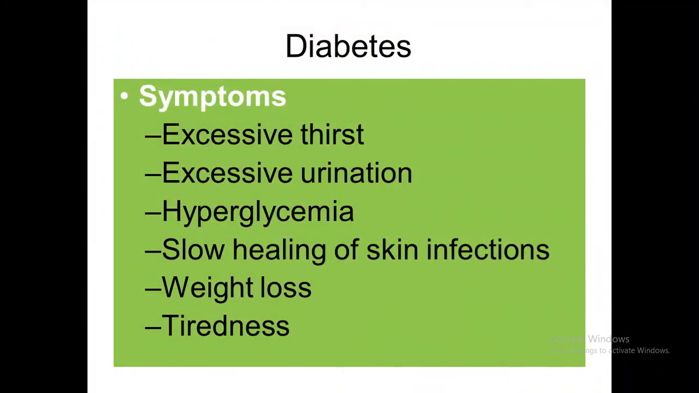Now the symptoms of diabetes: excessive thirst, excessive urination. Excessive urination means expelling urine frequently. Hyperglycemia, I mean the glucose level in blood is high, is called hyperglycemia. Slow healing of skin infection, I mean skin infection does not repair easily. Weight loss is another symptom, and tiredness is also a symptom of diabetes.